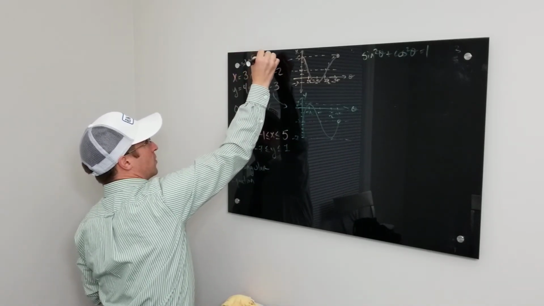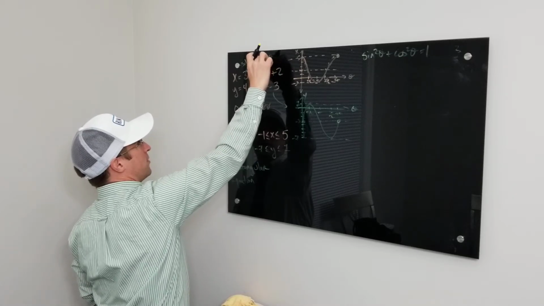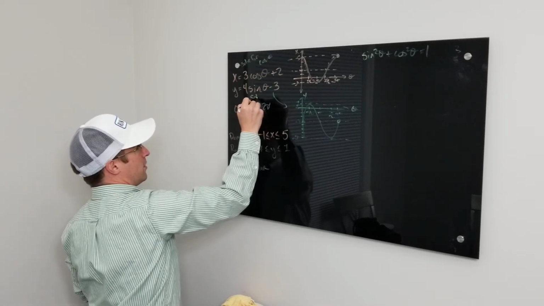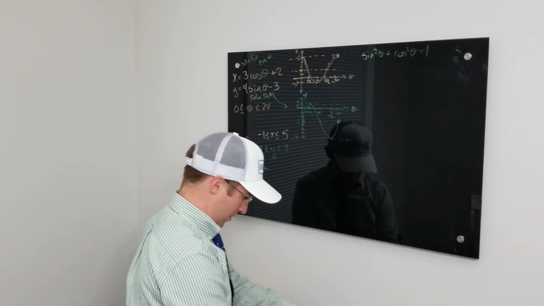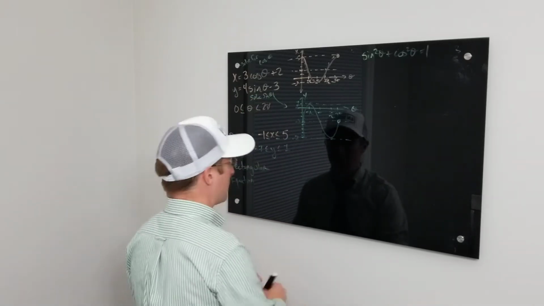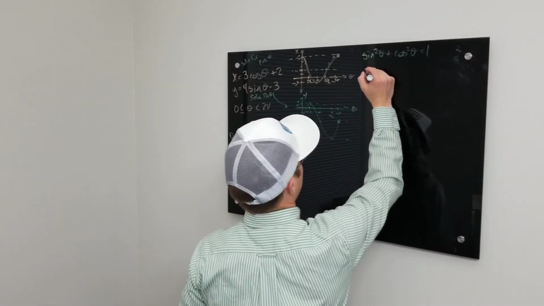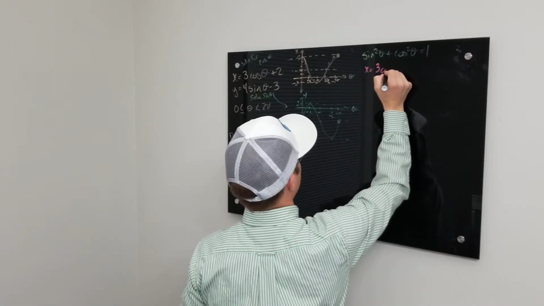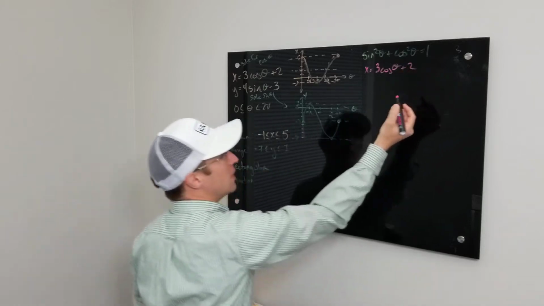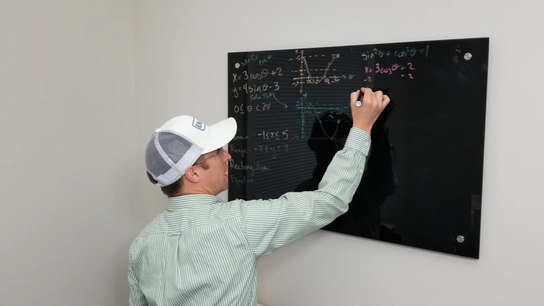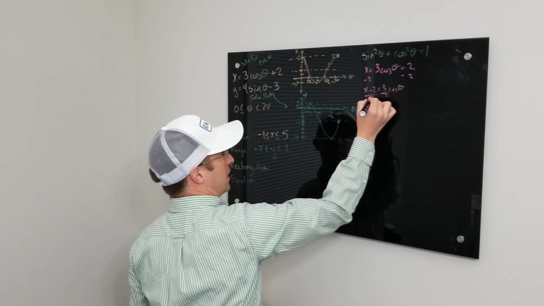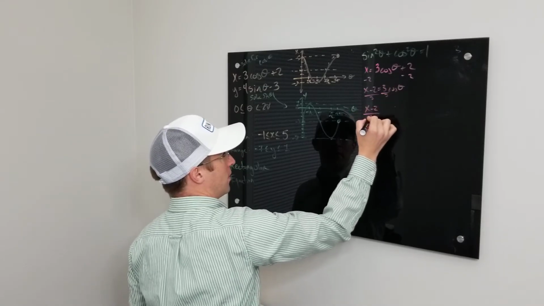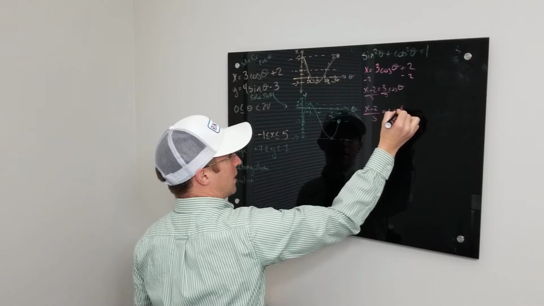I'm just going to solve for cosine theta, and then for sine theta. Let's get a different pen. Let's go pink. Here I have x equals 3 cosine theta plus 2. I'm going to subtract 2: x minus 2 equals 3 cosine theta, and divide by 3. So I have x minus 2 all over 3 equals cosine theta.